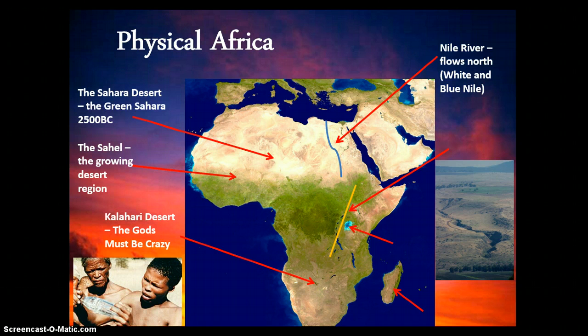The Nile River, which flows north and empties into the Mediterranean Sea, has two main tributaries, the White and the Blue Nile. Lake Victoria, you can see here, is the largest freshwater lake in Africa. The Great Rift Valley, you can see with the picture here to the right, and then the diagram with the orange line on the map on the left.